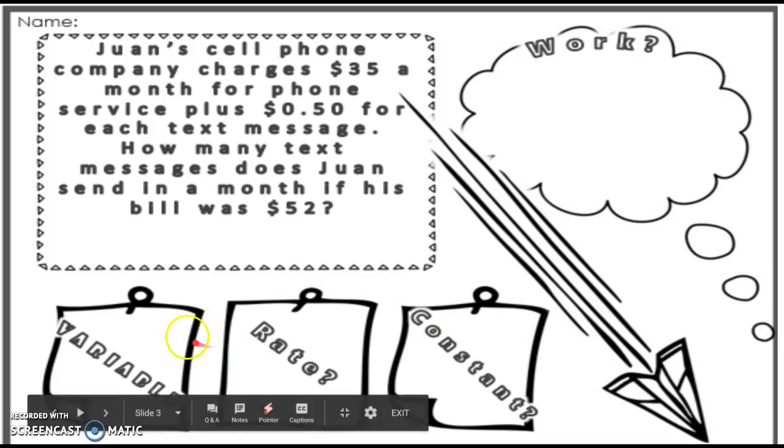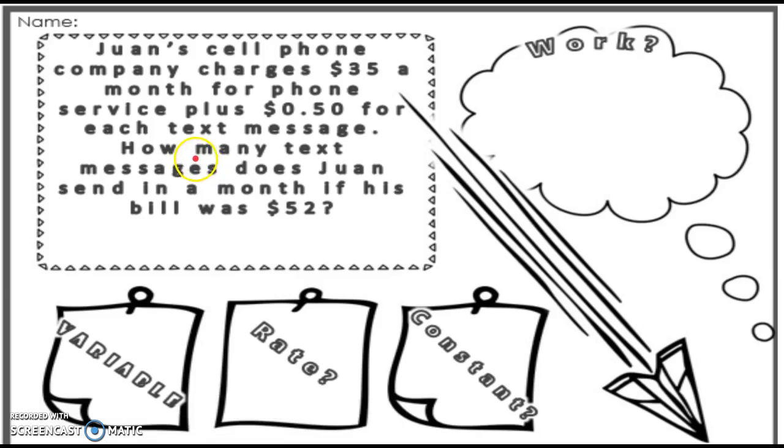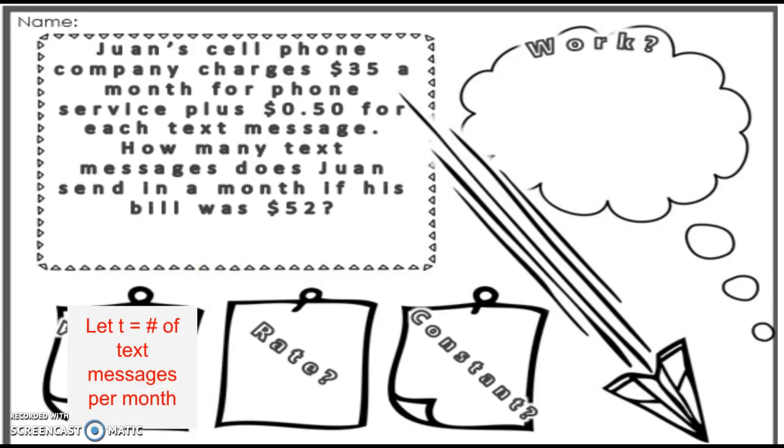So let's look down here. This is what I want you to get into the habit of doing. What's the variable? What's the rate? What's the constant? So let's start with that. The variable is almost always in this last sentence. How many text messages? How many text messages is our variable? So let T equal the number of text messages per month.